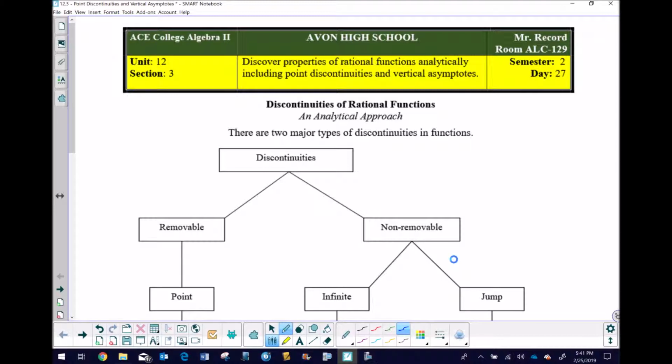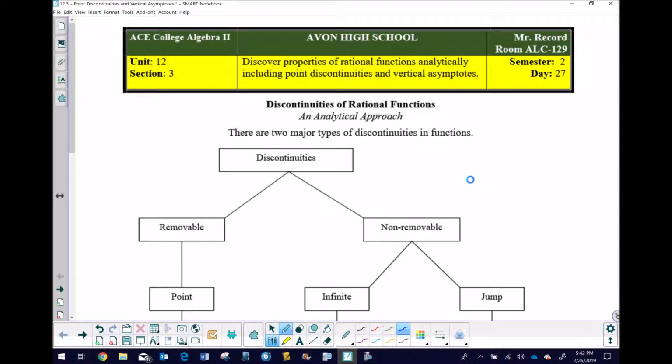This lesson coincides with Unit 12, Section 3 of the curriculum that we use at Avon High School. It's very suitable for any pre-calculus class that's studying rational functions and wants to get more in depth about why there are discontinuities and what types of discontinuities could occur. The objective here is to discover properties of rational functions analytically and include point discontinuities and vertical asymptotes.